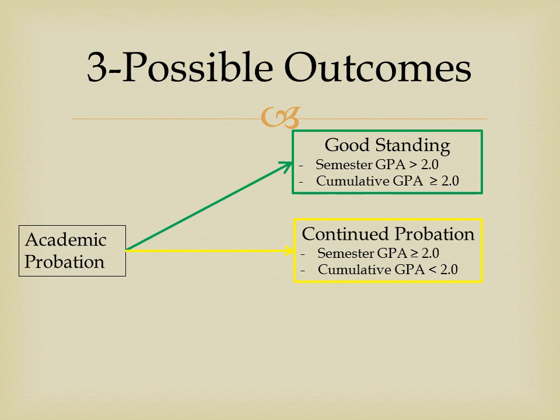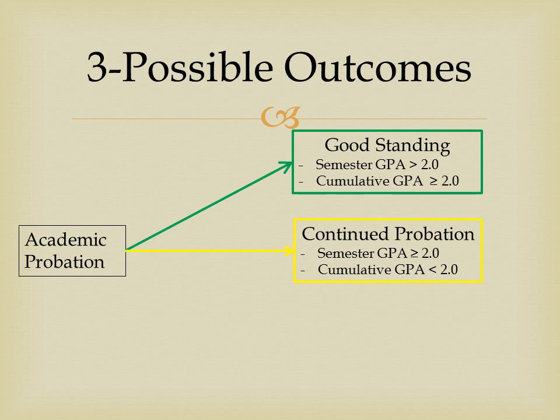Really, in the eyes of the university, they say, hey, you're on the right track. Although you're not above the 2.0 yet, you're working your way there, right? For example, in the fall I get a 1.0, and then in the spring I get a 2.5. If I figure those out together for my cumulative grade point average, I'd probably be around a 1.8. So I'm still on probation, but they say, hey, this guy's doing okay, and so I can continue to go to school. I can continue to be on probation.